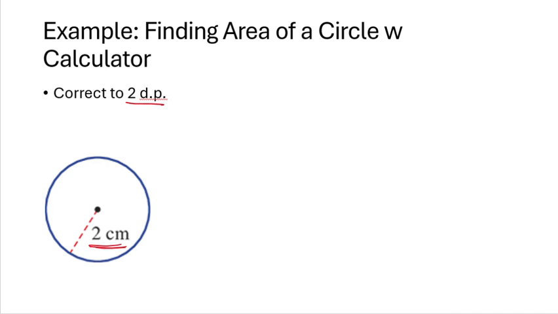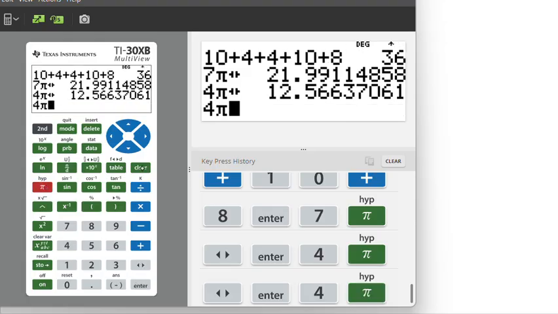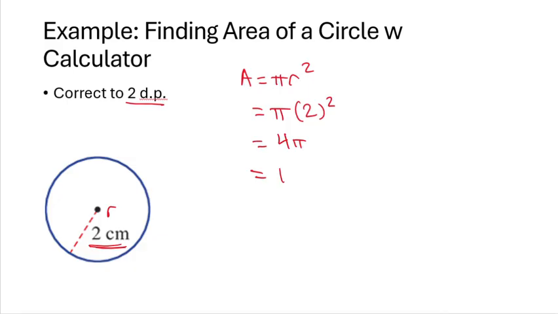Let's just go through some of these. So find the area of a circle with a calculator, correct to 2 decimal places. Pretty obvious. If 2 centimeters, that equals r. That's the radius right there. So the formula for a full circle is pi r squared. So I'm going to do pi 2 squared just like that. And that equals 4 pi. Now let's just go based off the calculator. Oh, we've already done it. It's 12.57, okay? 12.57 centimeters squared.